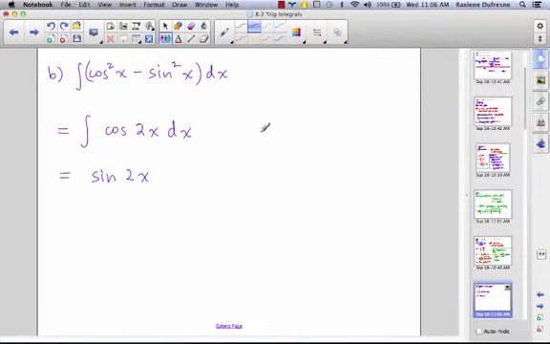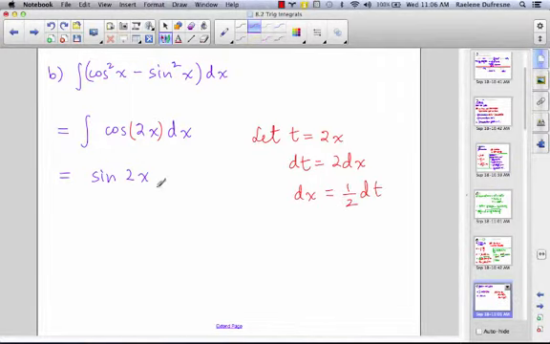If you want, you could have used a method of substitution for the inner function and let t equal 2x, and therefore dt is equal to 2 dx, and therefore dx is equal to 1/2 of dt. But recognizing that we can scale out that factor, which would have come from the chain rule of multiplying by 2, we can reverse the chain rule in one step by dividing. And so we end up with sine of 2x over 2 plus c.